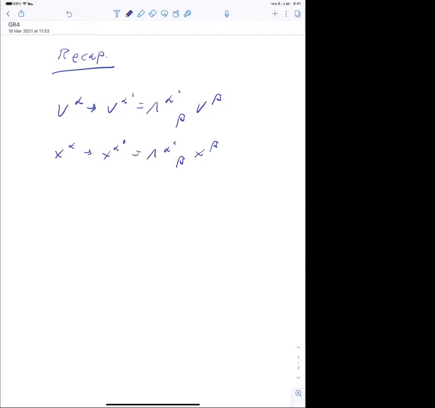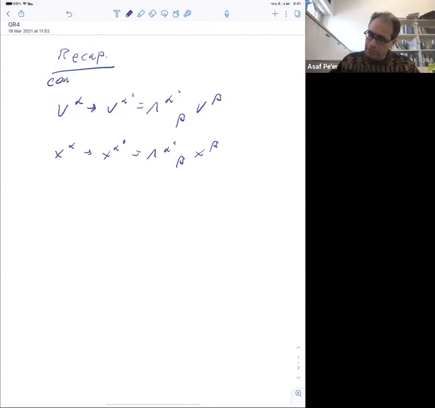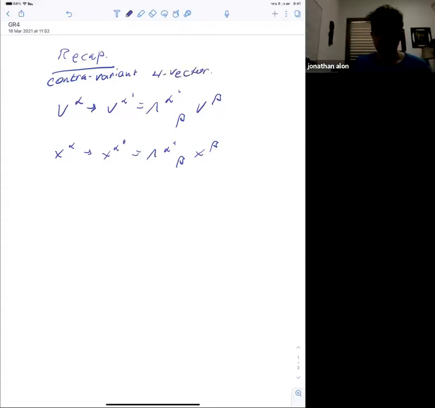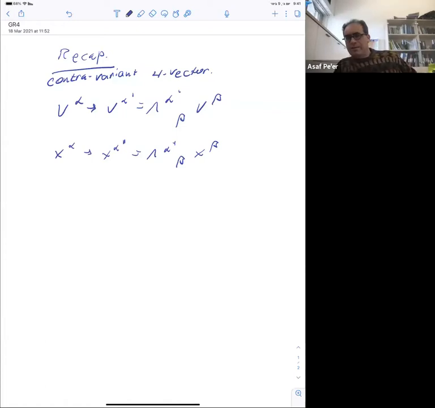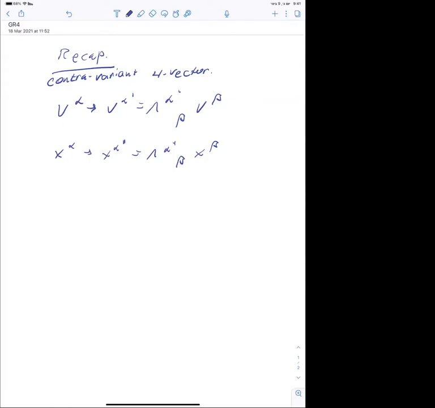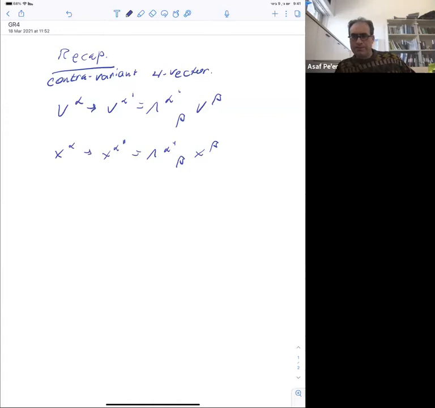To be more precise, this is a contravariant 4 vector. And then I argued that essentially this is going to end up the same as the standard definitions of vectors that you're familiar with and used to. However, it's much more general. I don't know if you've ever seen this way of defining it before.